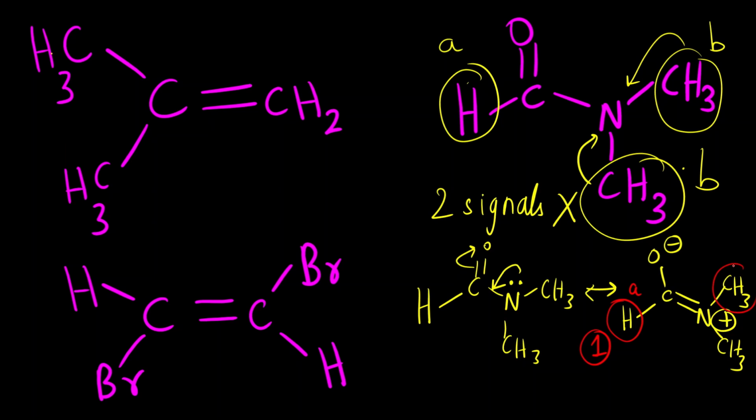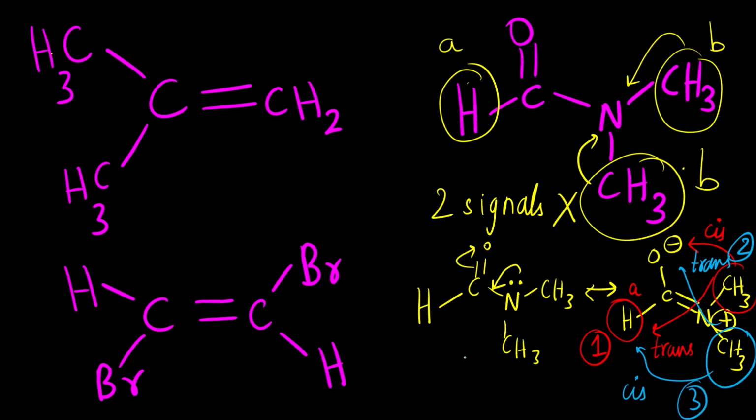Now this methyl, if you see here, is cis to oxygen and trans to hydrogen. But if you see the other methyl group that I will draw in blue, this blue methyl is cis to hydrogen and trans to oxygen. So both these methyl groups are not equivalent, they are different. So both will give different signals.